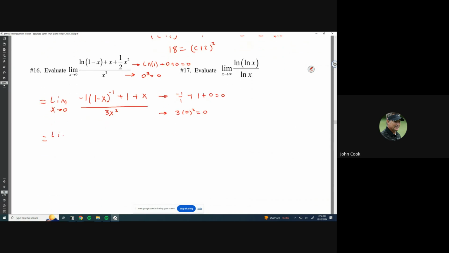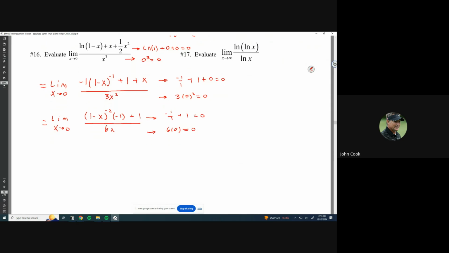So I take the derivative. Using chain rule for this, negative 1 out front gives me a positive 1, and then 1 minus x to the negative second, times the derivative of the inside, which is negative 1. Derivative of 1 is 0, derivative of x is 1, all over 6x. If I plug in 0, I get negative 1 over 1 plus 1, so 0 again, and the bottom, 6 times 0 is 0. So L'Hopital, and this will be the last time, because when I take the derivative of 6x, it's going to be 6. So it'll force it to either be a number or 0 overall.